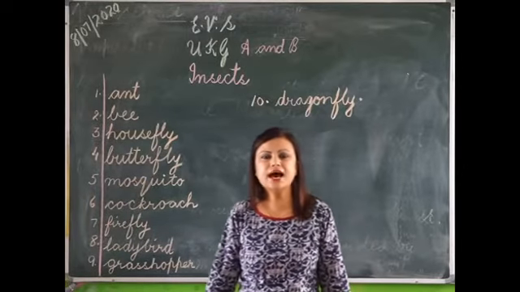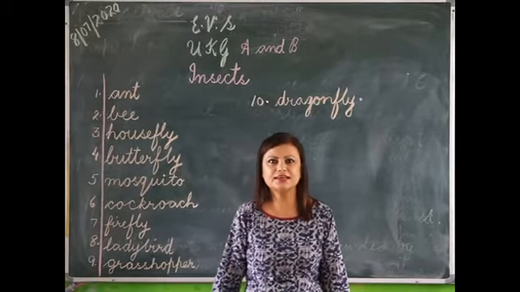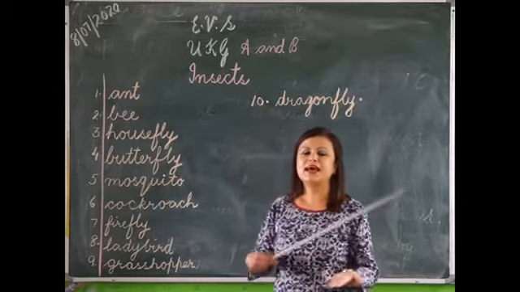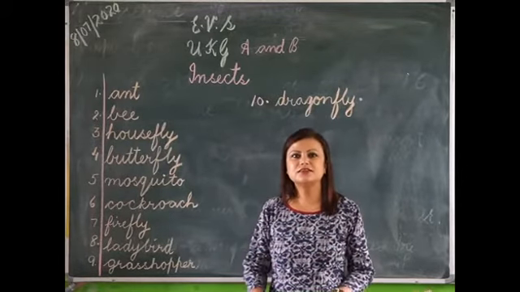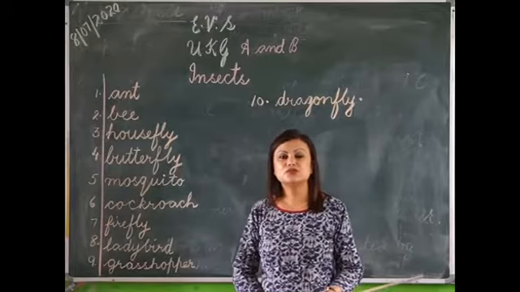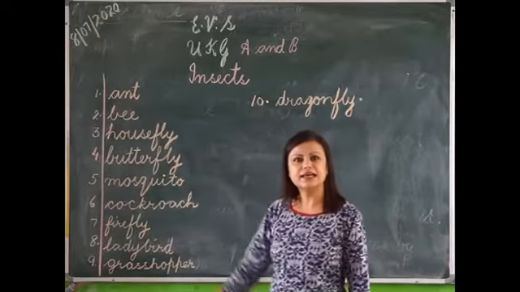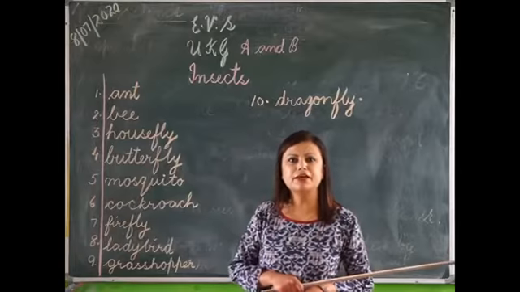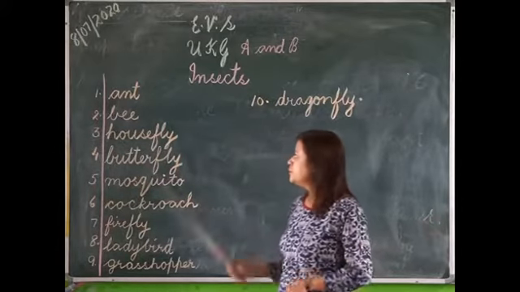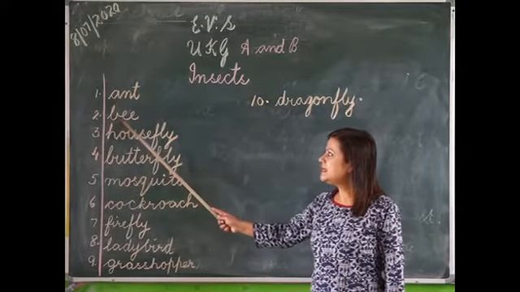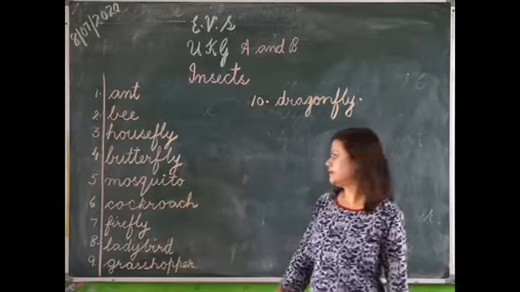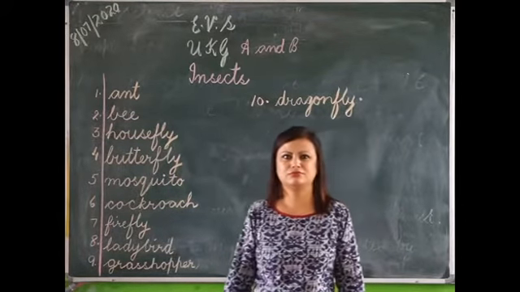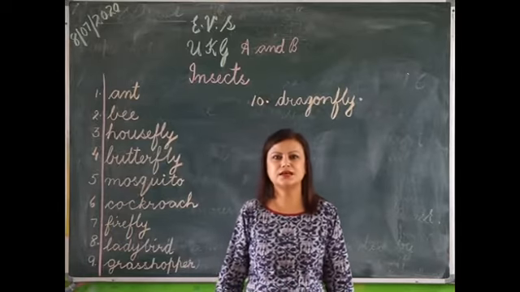Alright? So, next is bee. Bee gives us honey. Do you like honey? It's so tasty. We can apply it on the bread or with chapatis. So, bee makes honey. Bee is also an insect, but it stings very hard, isn't it? So, bee.